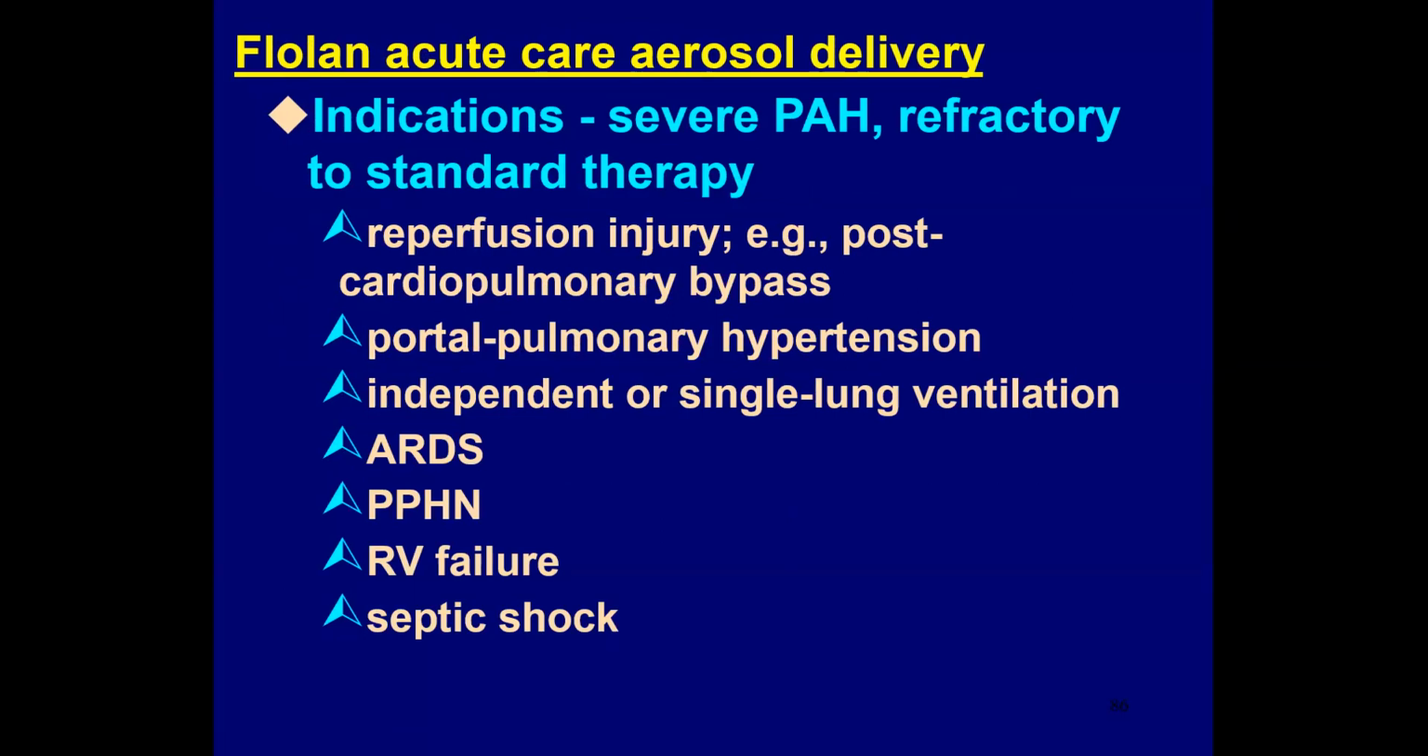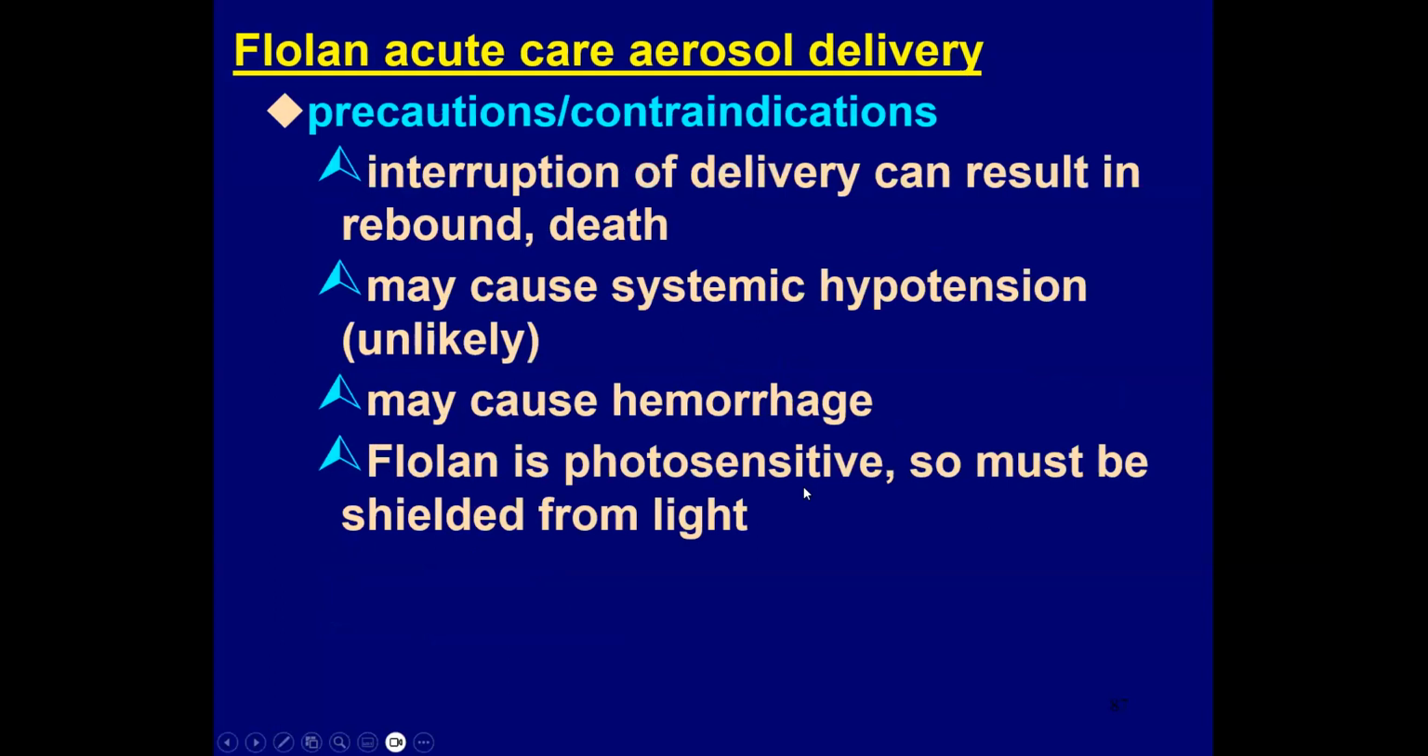Okay, it is indicated for severe PAH refractory to standard therapy, such as reperfusion injury, portopulmonary hypertension, independent or single lung ventilation, ARDS, PPHN, right ventricular failure, or septic shock. Precautions with Flolan: interruption of delivery can result in rebound of the PH and death. It may cause systemic hypotension, but that is unlikely. It may cause hemorrhage. Flolan is photosensitive, so it must be shielded from light. That's no big deal. Foil.